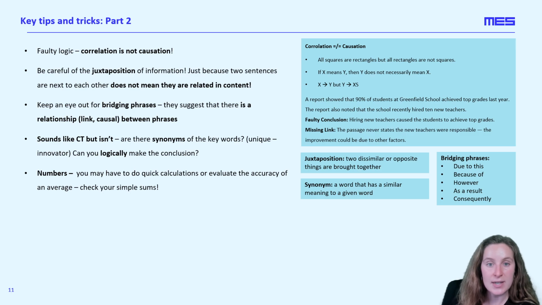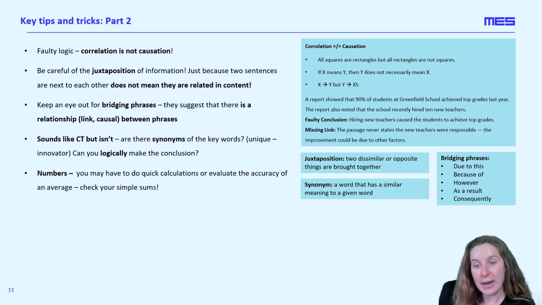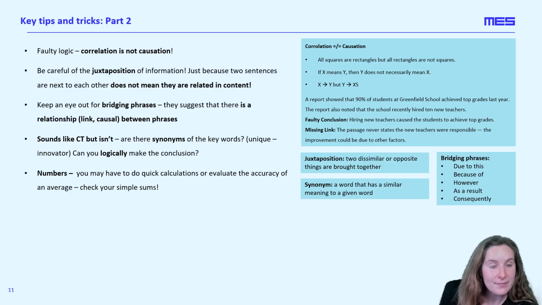Another way of saying this: if X means Y, then Y does not necessarily mean X, which is something people who are proficient studying maths might remember from proofs as well. You'll also want to be careful of the juxtaposition of information. Just because 2 sentences are next to each other does not mean that they are related in content. Keep an eye out for bridging phrases. They suggest that there is a relationship, either a link or a cause and effect relationship between the phrases.